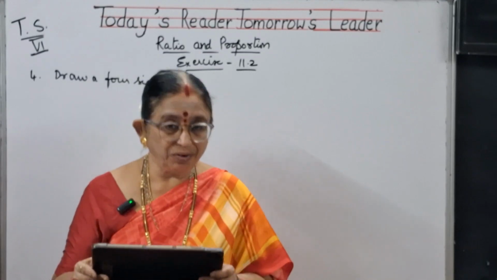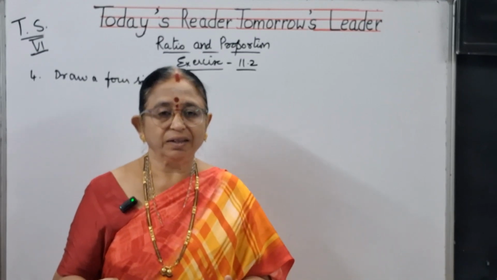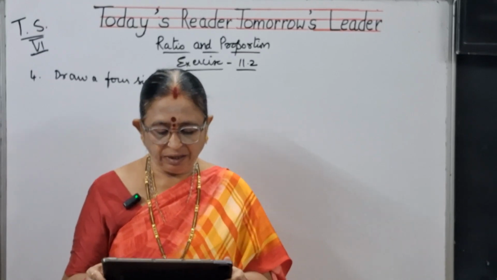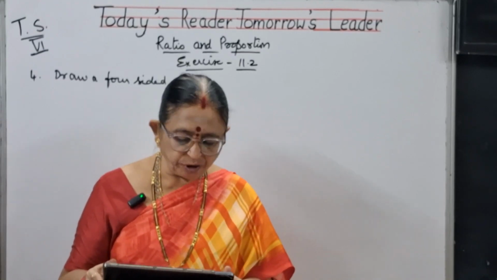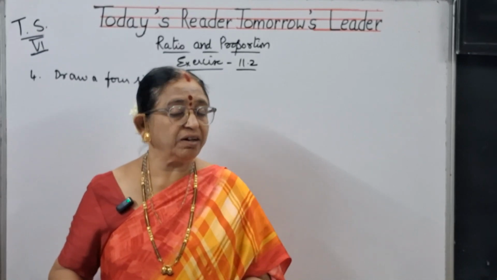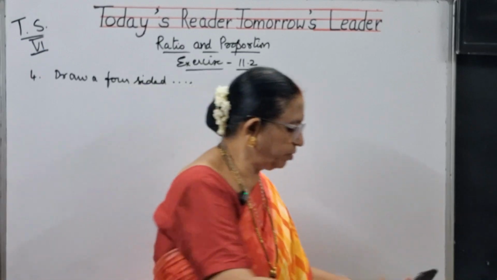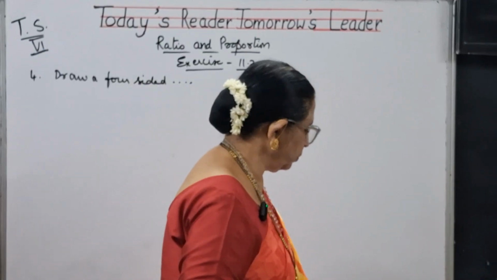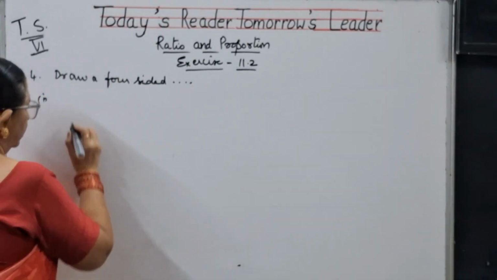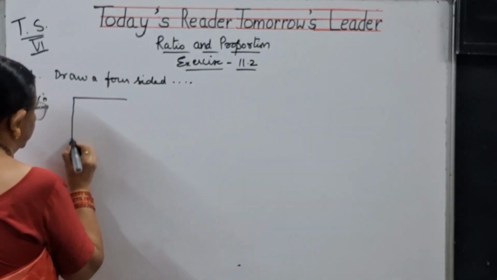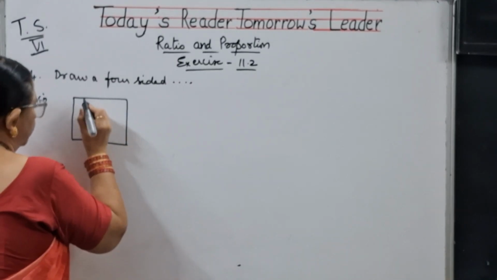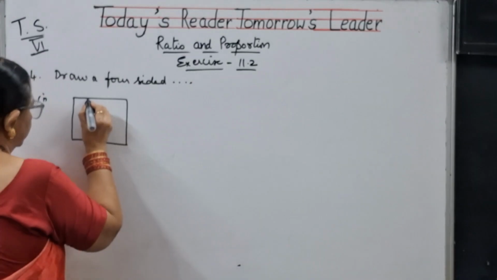So you have to divide it in such a way that the shaded part and unshaded part ratio, if you see, it should be 1 is to 3. And next bit is draw two more different figures and do the same. So different figures, they are not insisting us to do for the four-sided figure only. So let us see how to do it. The first bit is I am taking a square and I am dividing it into four equal parts.